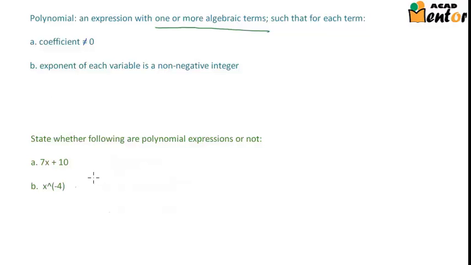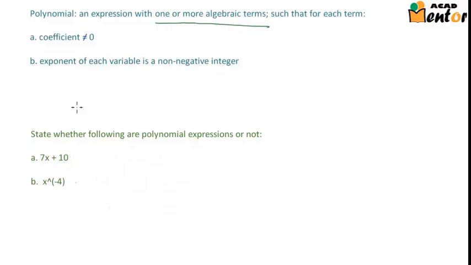So in the following two questions we have to state whether these expressions are polynomials or not. Let's look at the first term, which is 7x plus 10. So it has two algebraic terms. First one is 7x and the other one is 10. Now for the first term 7x, we can see that the coefficient is 7, which is not 0, and the x has power 1, which is a non-negative integer, and 10 is a whole number, so we can say that this whole term is a polynomial.